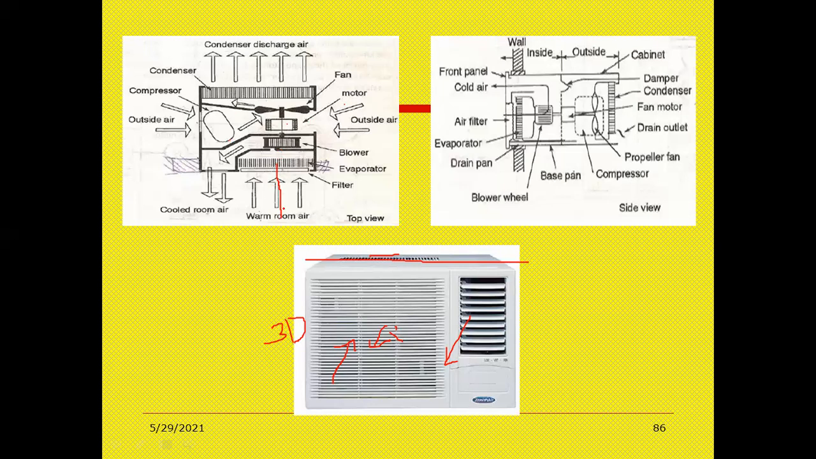See the air flow, the warm air is flowing in this direction, right? It is passing through the blowers and it is passing in this direction and it is coming out as cold room air. Here the outside air is also going inside, and the thermostat is also going outside, right? So this is a simple top view of a window air conditioner system.